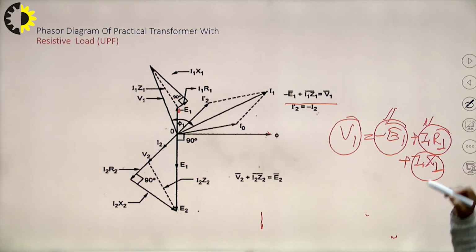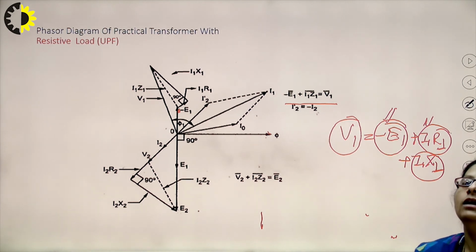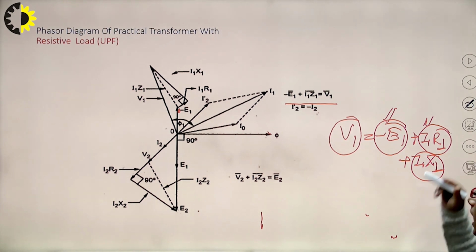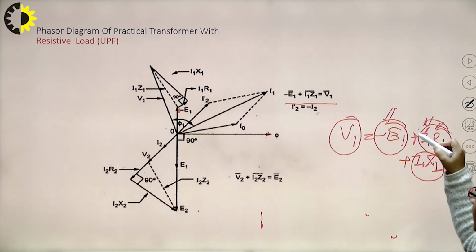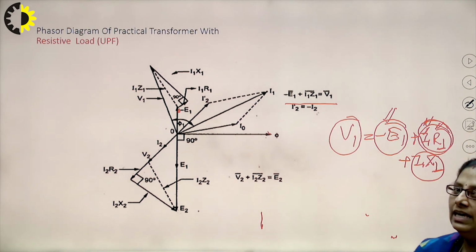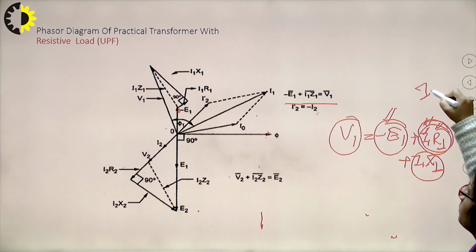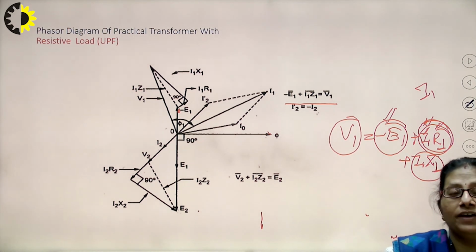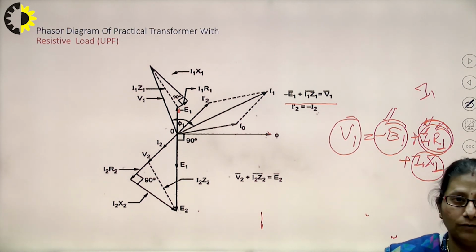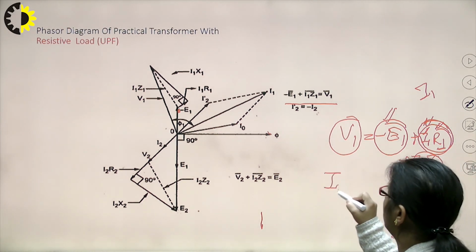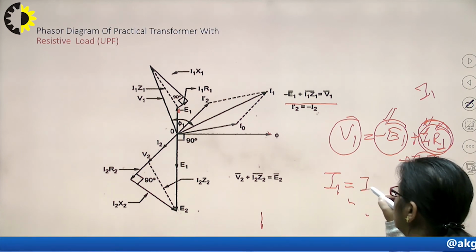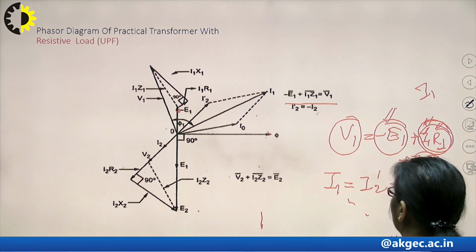What is this? This is I1 R1. This is a resistive voltage drop which is occurring in R1 corresponding to the current I1. So, this I1 R1 voltage should be in the same phase as that of I1, isn't it? For that I must know the phase of I1 first. What is the phase of I1? For that I need to plot I1. I know that for plotting I1, it is the phasor sum of I2 dash and I0.